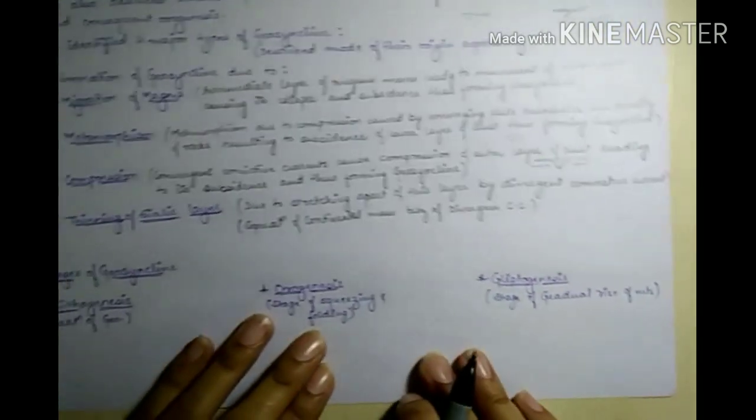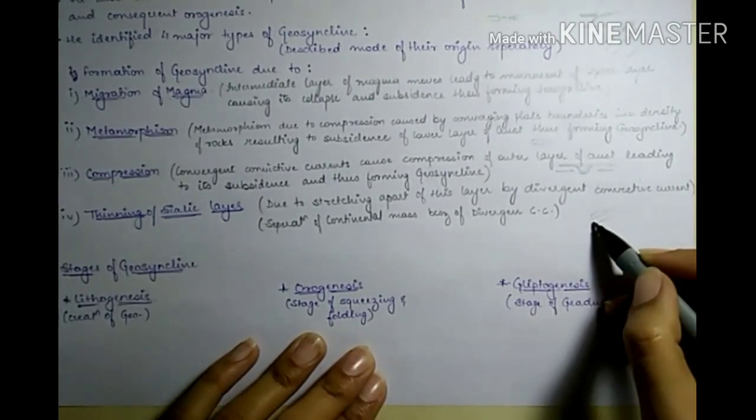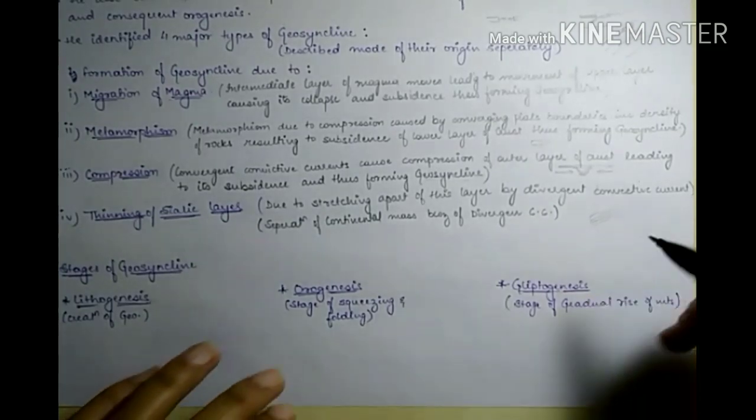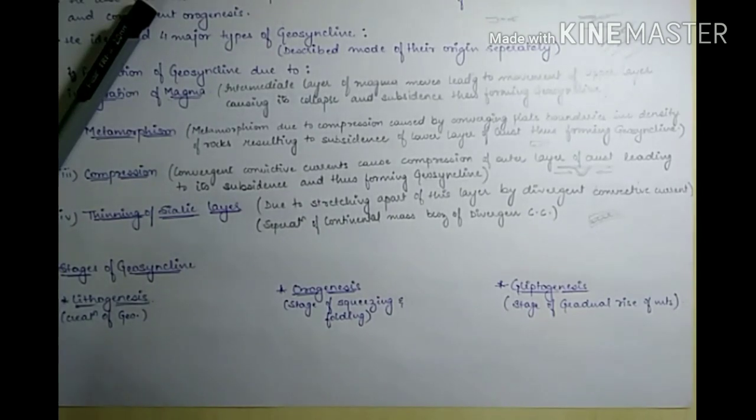And thus forming a geosyncline. And the next one is thinning of the sialic layer. The sialic layer is the uppermost layer; below the sedimentary layer there is the sial. We have studied it in the previous class. There can be thinning in the sialic layer caused due to two reasons. First, the layer is stretched apart by divergent convective currents, or there is a separation of continental masses because of divergent convective currents. So these are the four reasons of formation of geosynclines.